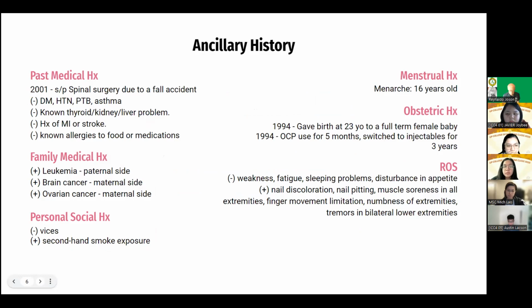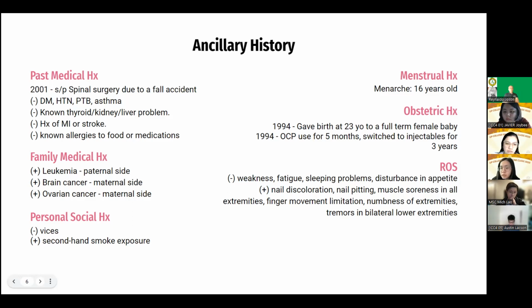For her ancillary history, for her past medical history, the patient had spinal surgery in 2001 due to a fall accident, but otherwise she had no other comorbidities and no allergies. For her family medical history, she has a history of cancer. On her paternal side, there's leukemia, and on her maternal side, there's brain cancer and, most importantly, ovarian cancer. For personal social history, she denies any vices, but she is constantly exposed to secondhand smoke due to her partner and daughter smoking inside their home.